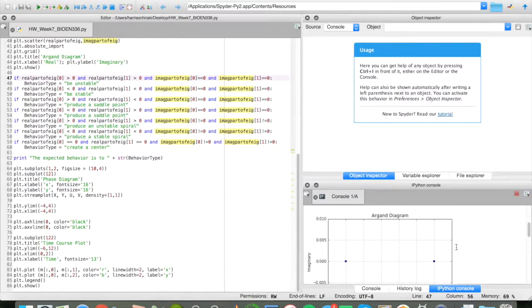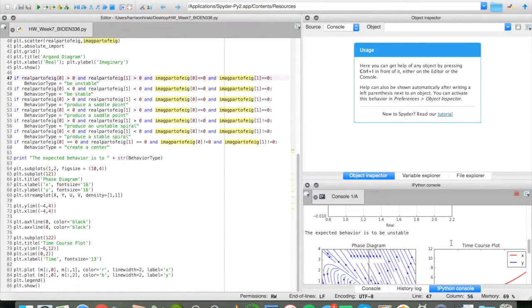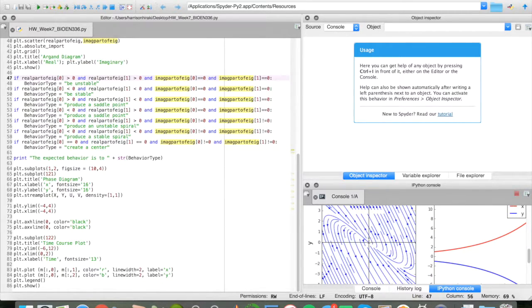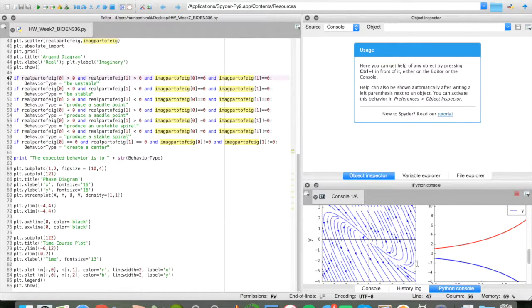Again, we see that the eigenvalues do not have any imaginary parts. However, this time, one of the eigenvalues is positive in value. This results in the expected behavior of the system to be unstable, as perturbations will diverge to infinity. This is represented clearly in the phase diagram plot, where any x initial condition will diverge. This is also shown in the time course plot.